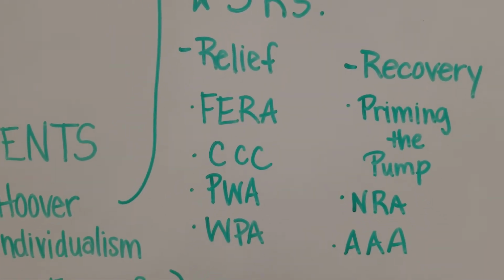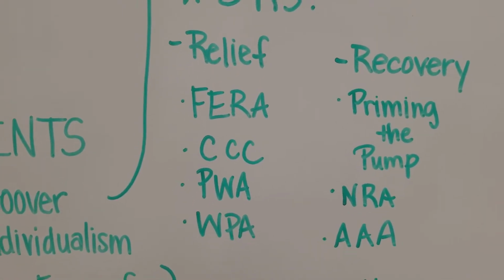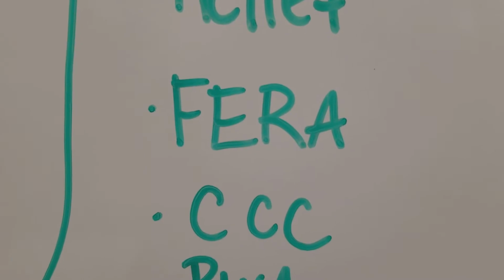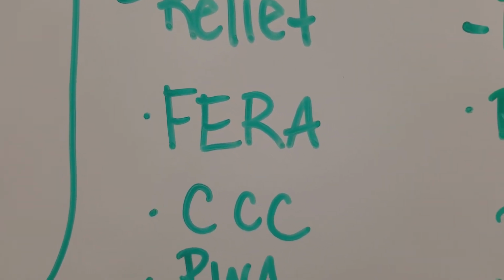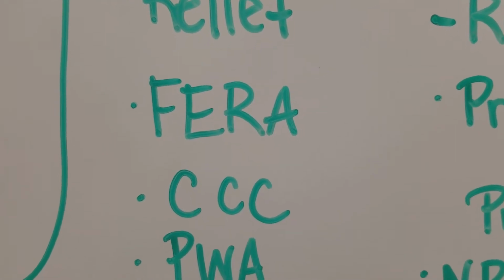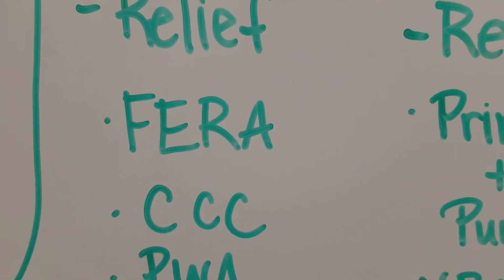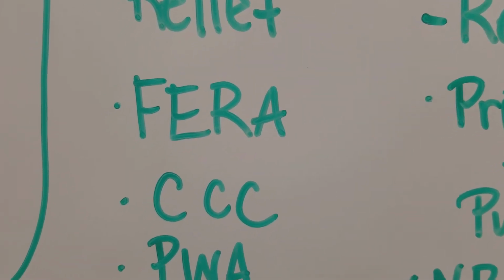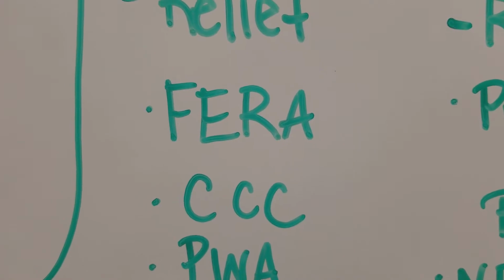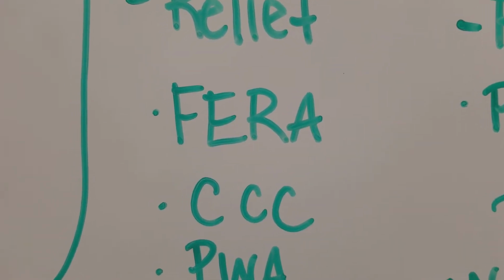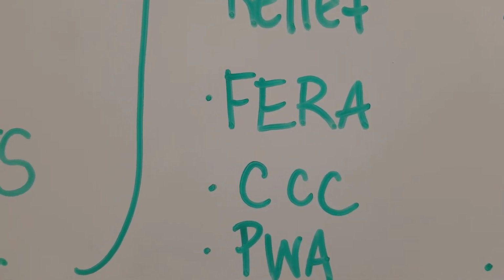So agencies like the FERA, anybody know what that stands for? The Federal Emergency Relief Act. This funded state and local governments to provide emergency relief, and it also allowed people to be hired to do quote-unquote make work projects. So people were able to get funds from their local government in order to help them out of the tragedies that they were in.